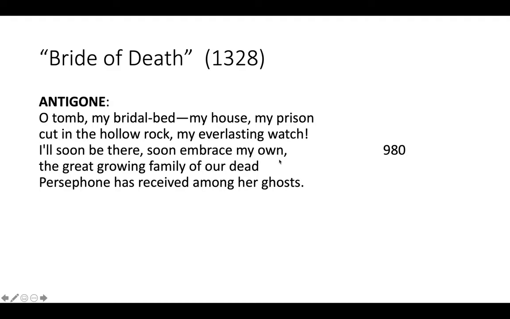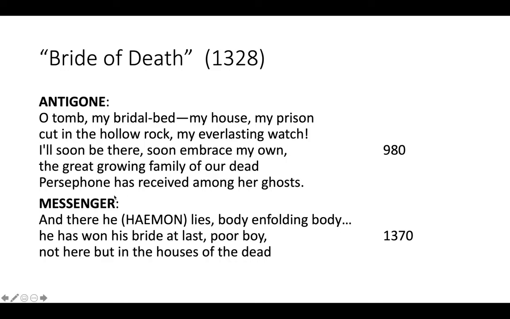I think this kind of links up to how she's choosing to marry into her family, who are already all dead. So it's kind of incesty. Haman, her fiance, he also kills himself, so he wants to choose death as well. "So there Haman lies, body enfolding body. He has won his bride at last, poor boy, not here but in the houses of the dead."